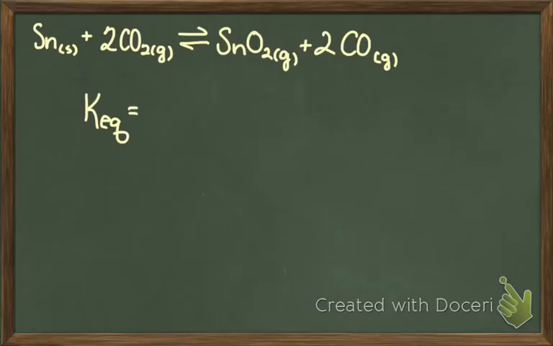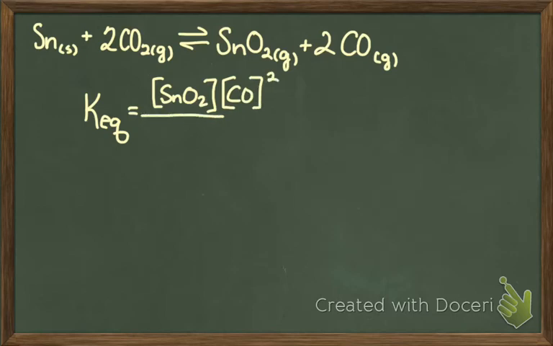So on the screen I have a typical reversible reaction that you might see, and we're going to just write the equilibrium expression. I didn't give you any concentrations for anything. We're just going to write the expression based on this reaction. In the numerator is where I'm going to put the concentrations of the products. So in the numerator I'll have the concentration of SnO2 to the first power because the coefficient is 1, and CO to the second power because the coefficient is 2. Both of them are gases, so I'm going to use both in the equilibrium expression.